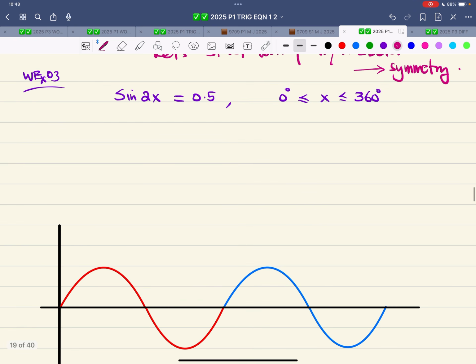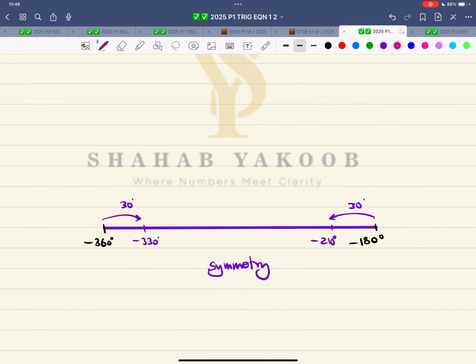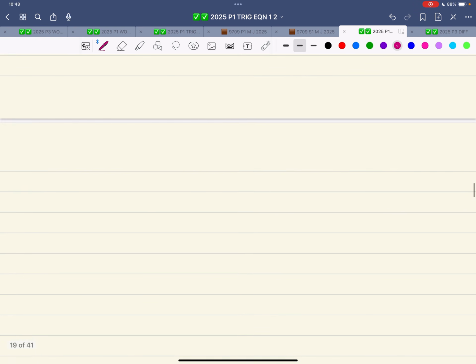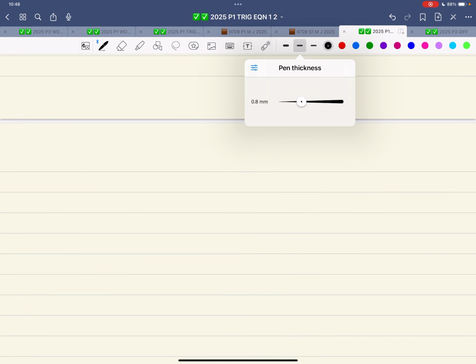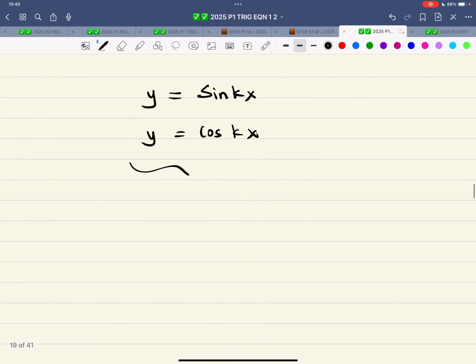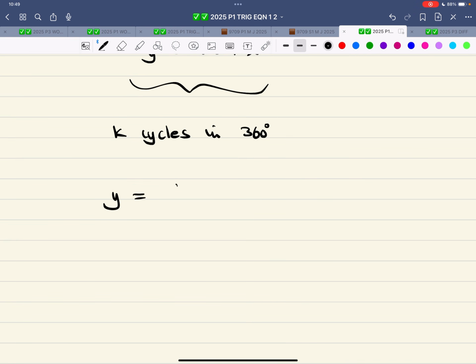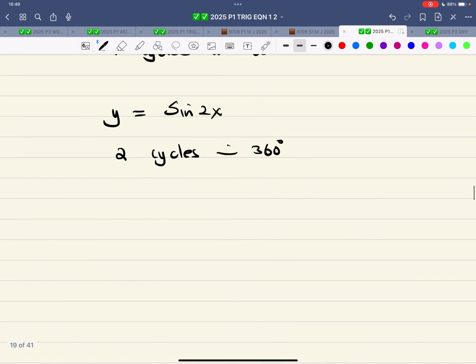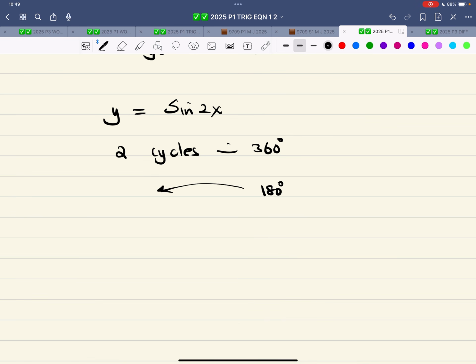But wait a minute. There is also one other thing that I need to write down. So let me write down over here. That is y equals sin kx. For that matter, this is also applicable to y equals cos kx. Of course, for tangent, it's different. We know that k cycles in 360 degrees. That means y equals sin 2x. The coefficient of x is 2. Therefore, 2 cycles in 360 degrees. In other words, if I talk about 180 degrees, that would be one cycle.